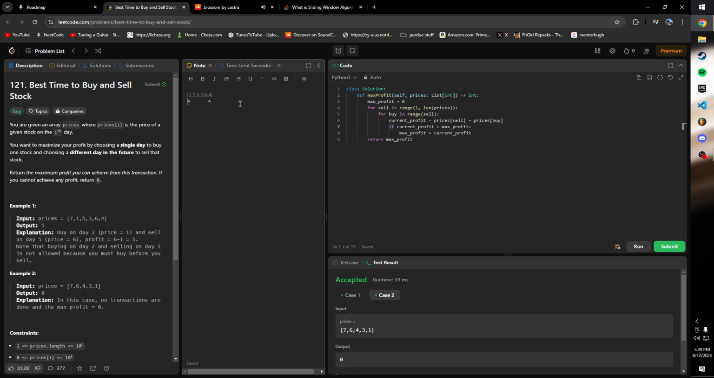So then we moved our left pointer over 1. And then we went to 5. Then we went over to 3. Then we went over to 6.